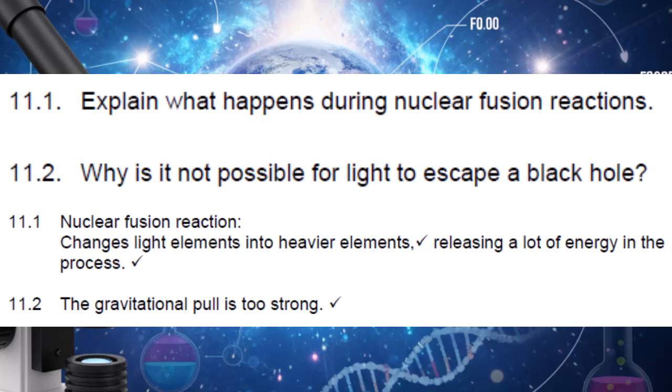And since nothing can travel faster than light, not even light itself can escape once it crosses a certain boundary, called the event horizon. It's trapped by the extreme gravity. Light goes in, but it can't come out. That's why they're black. And that brings us to the end of the 60 marks.